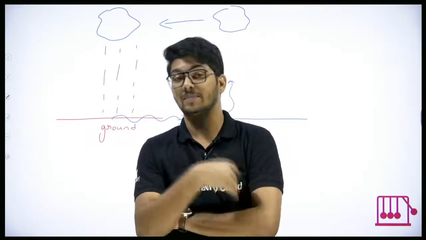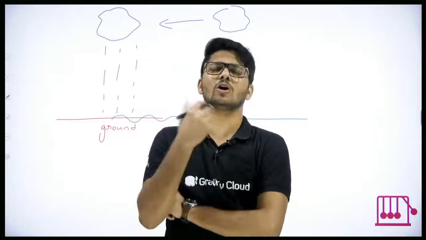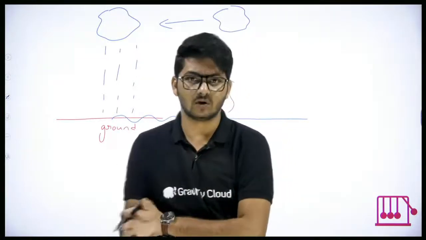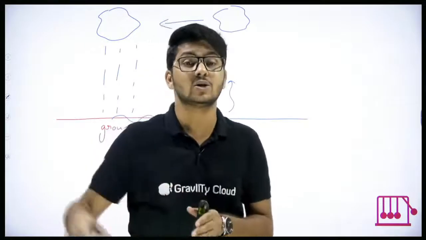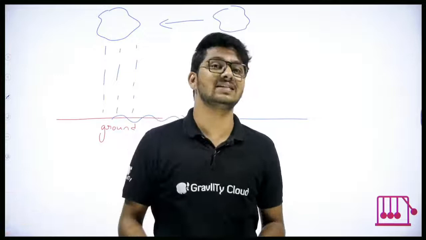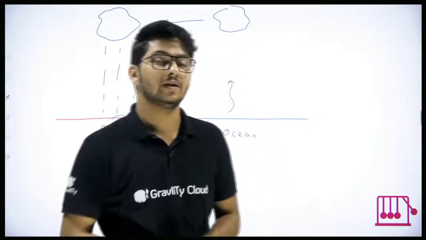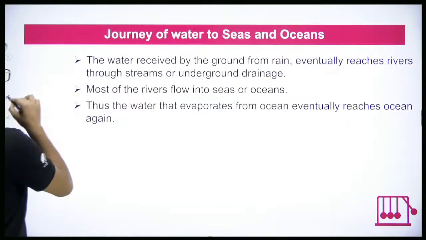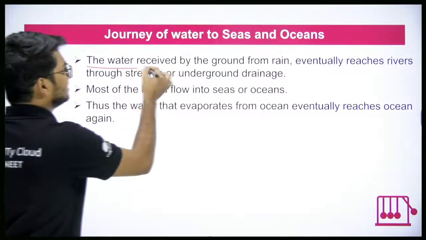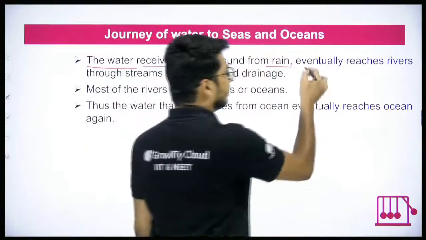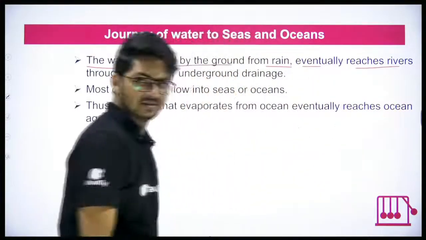And you will be surprised to notice that most of the rivers, even in India or across the world, go and end where? End in the seas or oceans. So, the water received by the ground, by the land, from rain, eventually reaches rivers.